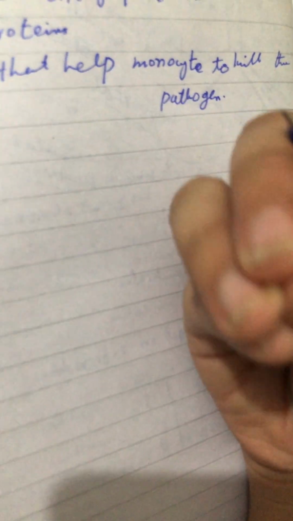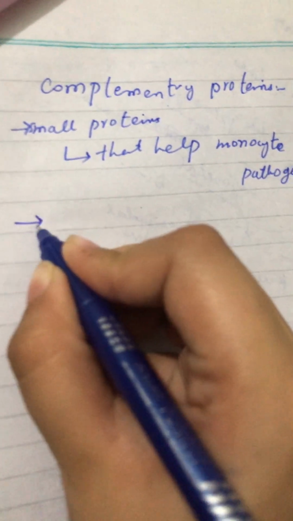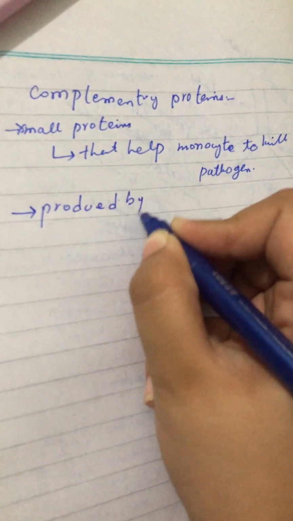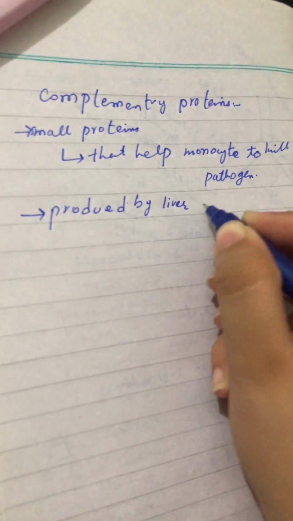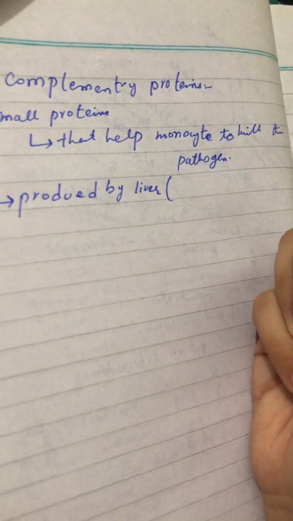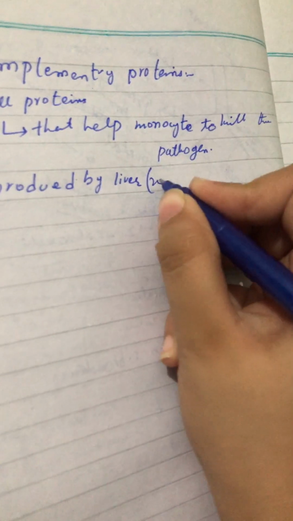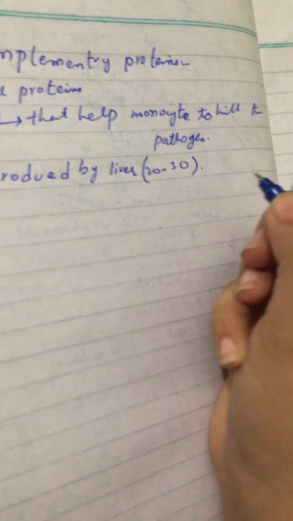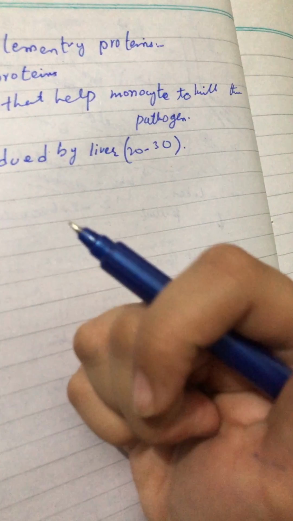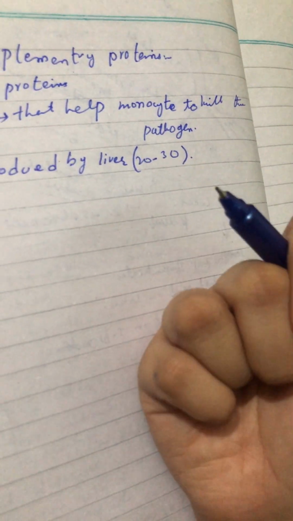Basically, complementary protein is produced by the liver. If you talk about the range of complementary protein, on average it is 20 to 30. So it is present in inactive form, in the form of plasma fluid.